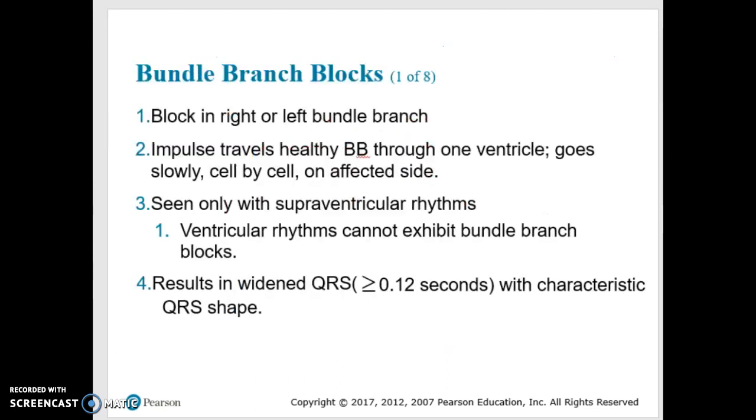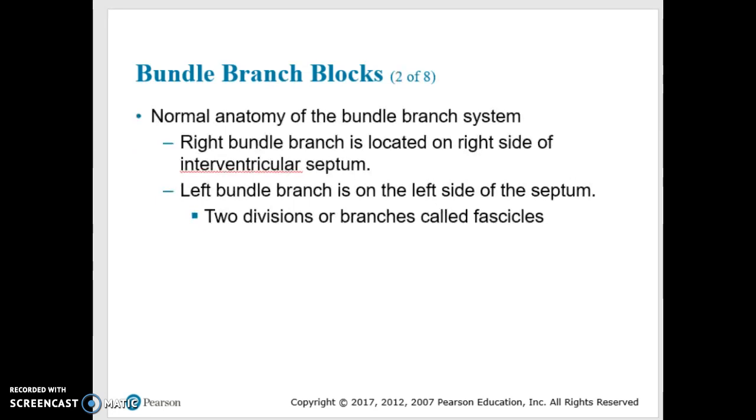Bundle branch blocks result in a wide QRS. They'll be greater than or equal to 0.12, and they'll have characteristic QRS shapes that we're going to talk about further. Bundle branch blocks are best seen in lead V1. So when we're determining a bundle branch block, we're going to most often always look in V1 to see what's going on.